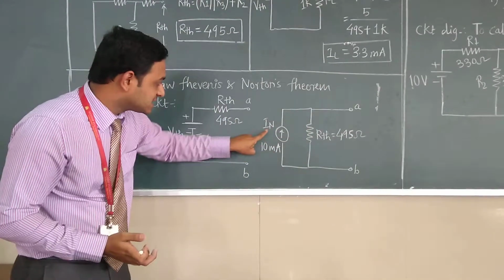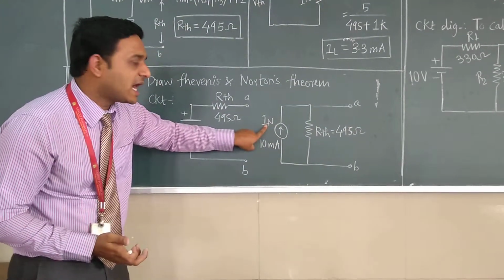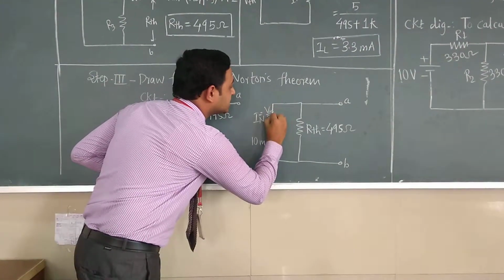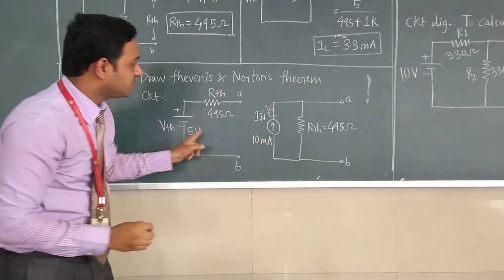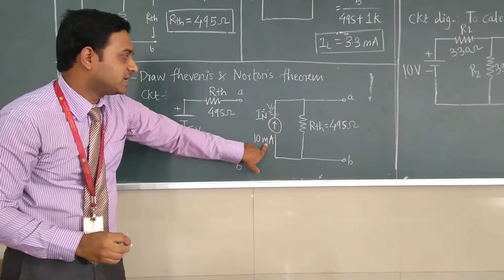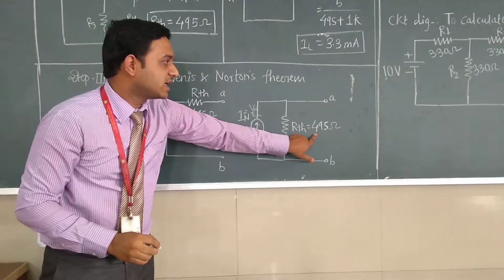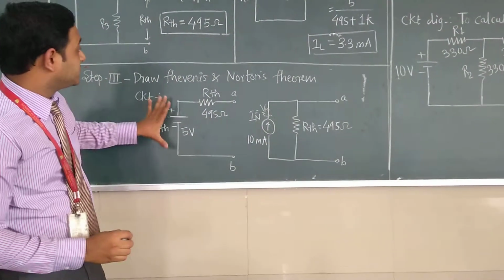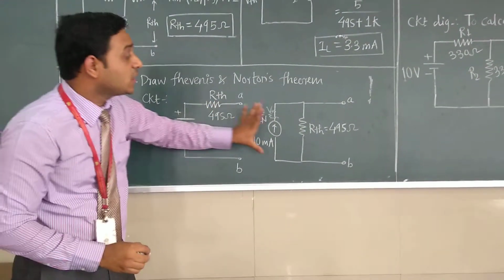Simple. How we are calculating this I is again V upon R, which means VTH upon RTH, and simply we get 10 milliampere, and RTH is connected. This is 495 ohm. So what we get basically is the Thevenin's equivalent voltage and Norton equivalent.